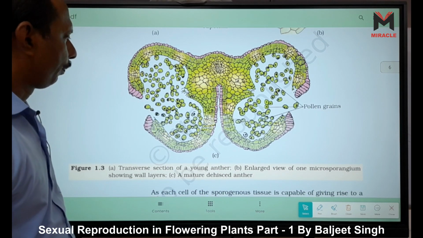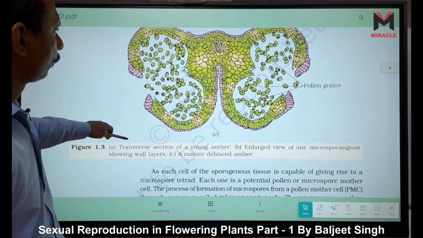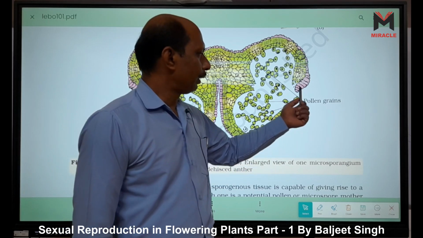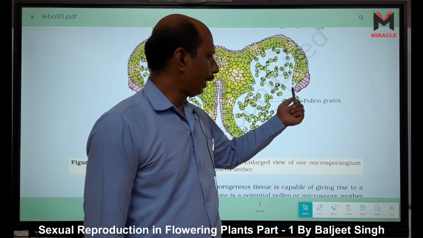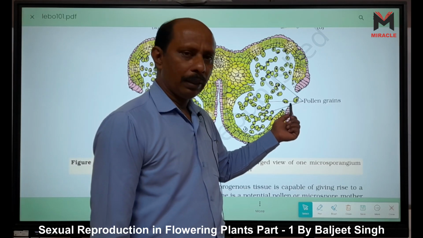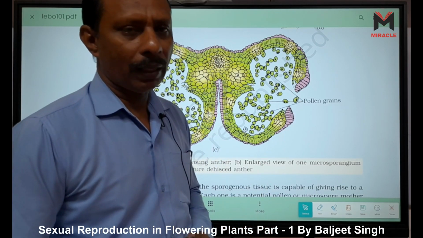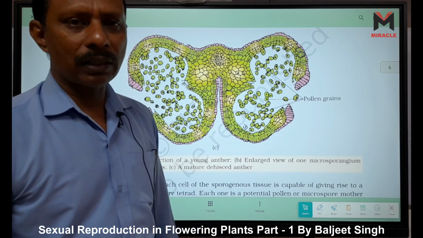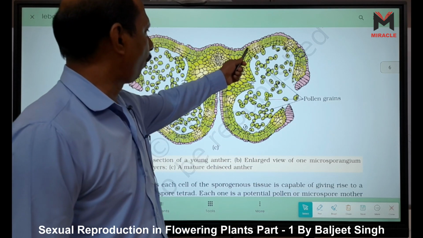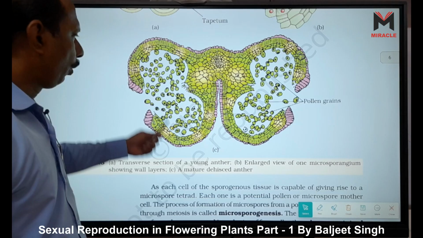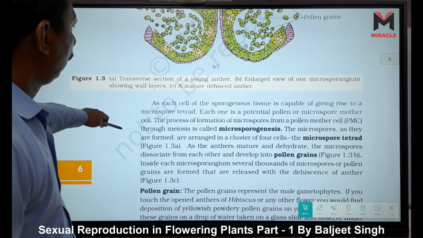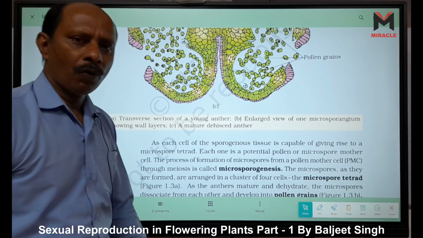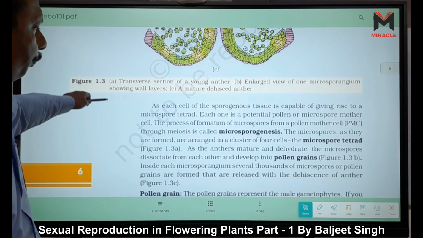This is a mature pollen grain. Now here you understand, this is not the epidermis, but the endothecium. And here thin walled cells are there, which is called the stomium. Stomium is where alpha callose bands are absent, and here is the alpha callose band, which you can see just below the epidermis. And these are pollen grains, formed after the meiosis of pollen mother cells or microspore mother cells.